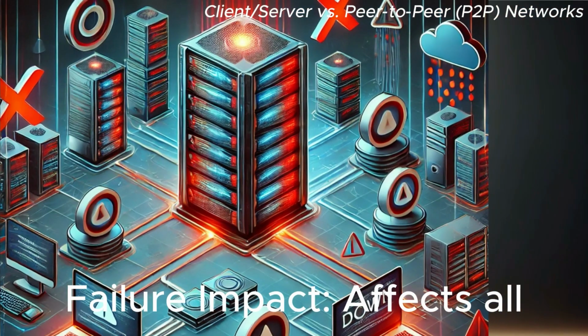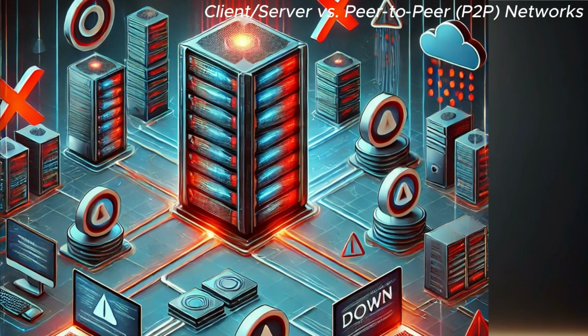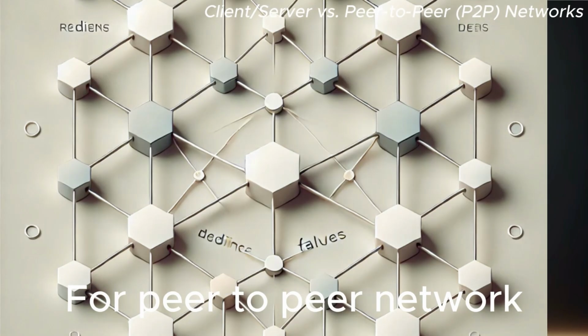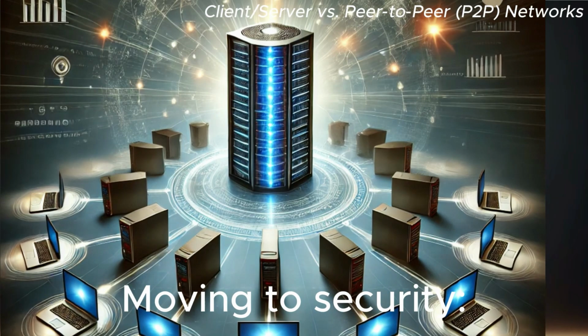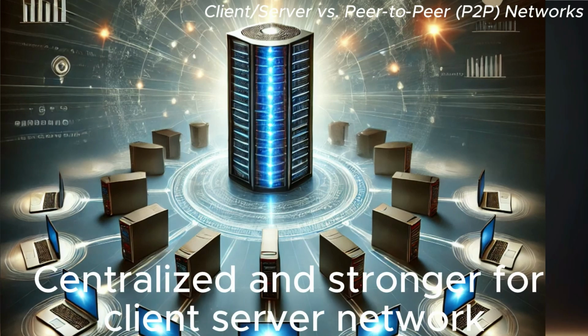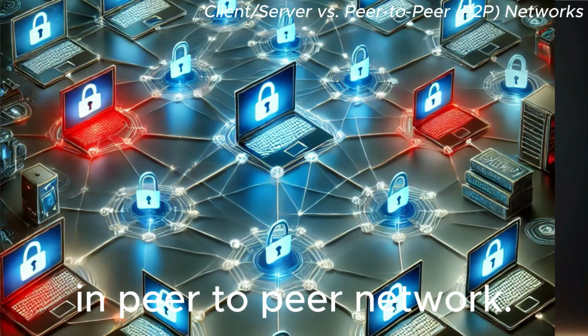Failure impact. Affects all if server fails for client-server network. For peer-to-peer network, minimal impact if one peer fails. Moving to security, centralized and stronger for client-server network, whereas less secure due to direct sharing in peer-to-peer network.